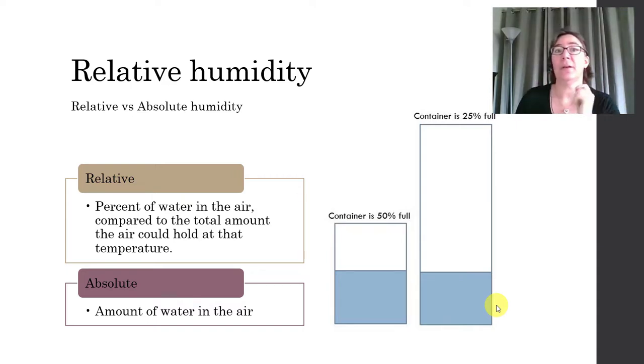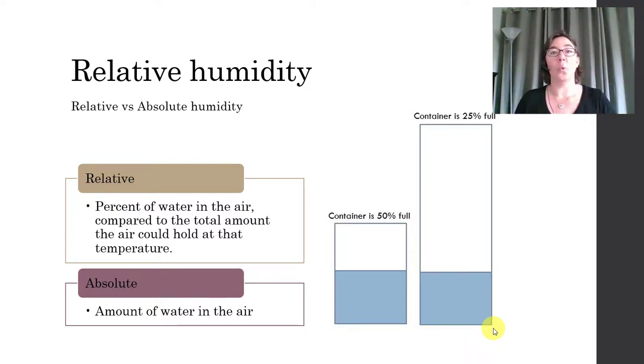Still confused? Let's take a look at this little illustration here. We've got two different size containers, right? And they have the same amount of water in them. So the one on the left is 50% full. The one on the right, even though it has the same absolute amount of water, is relatively less full. It's only 25% full.